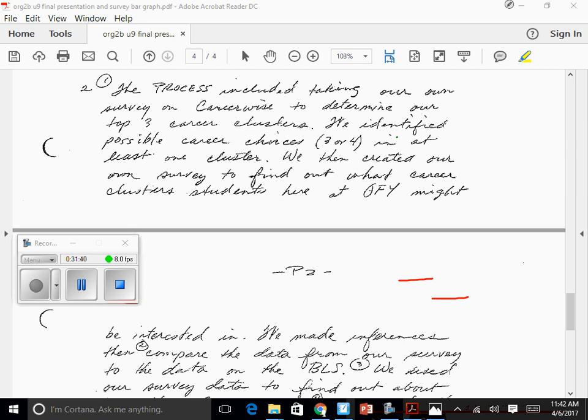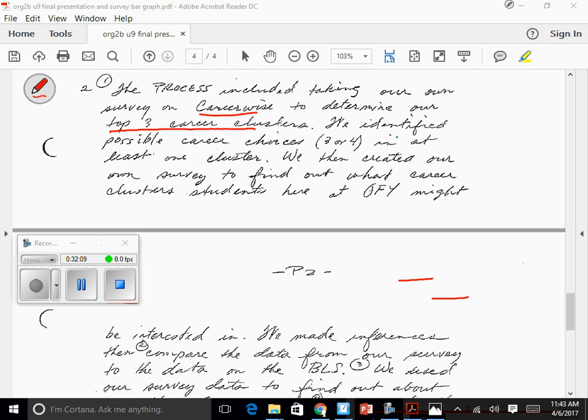This one, highlight, career-wise and top 3 career clusters. This is what you use to narrow down what career choice you would make. We identified possible career choices, 3 or 4. And if you just want to highlight 3, you can do that. So you don't have to put the "or 4", you can actually write yours out.